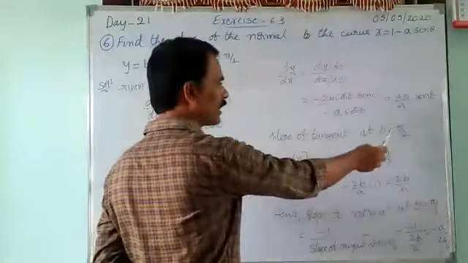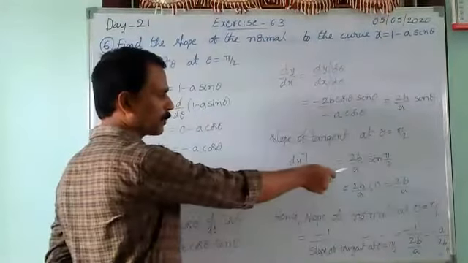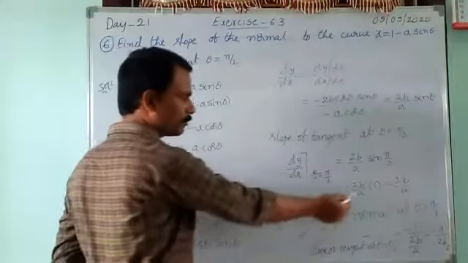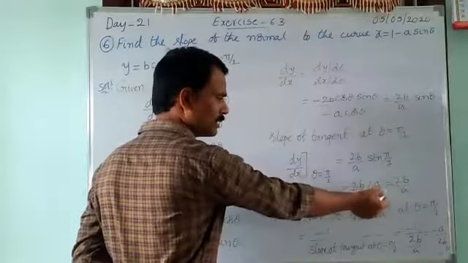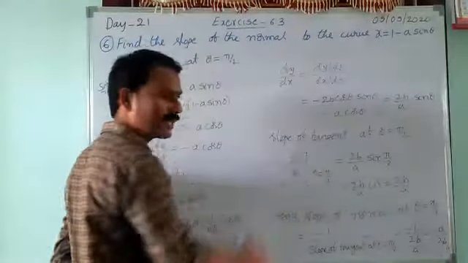Slope of tangent at theta equal to pi by 2: 2b by a sin pi by 2. You will get sin 90 degrees as 1, so 2b by a. This is called the slope of the tangent.